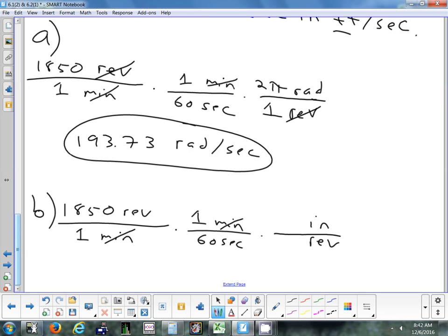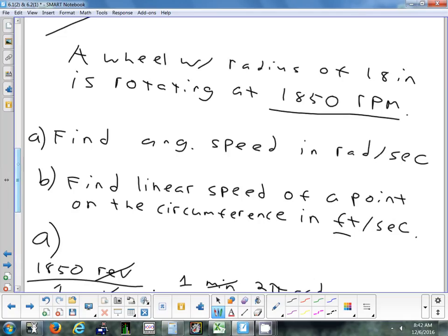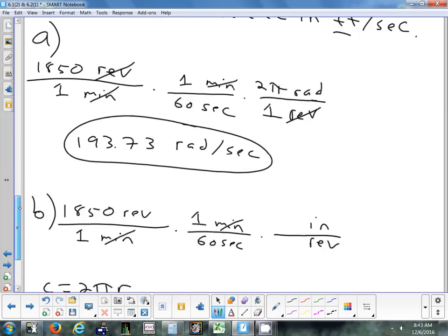Yeah? It's 2 pi r. And now they told me, I got to be very careful when I read it. The radius is 18. What if they said the diameter? What would you do to that number? Yeah, so just make sure you catch that, because that's a mistake a lot of people make. Make sure it says radius. Okay, so your circumference is 2 pi times 18, or 36 pi inches. There's no reason to do that out. Just leave it. So 36 pi inches in a revolution. 1 revolution.